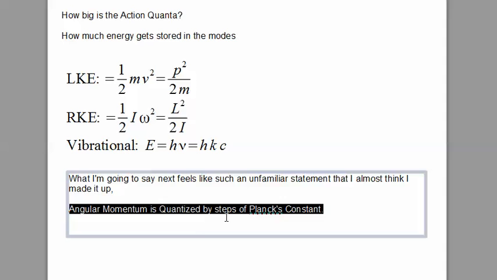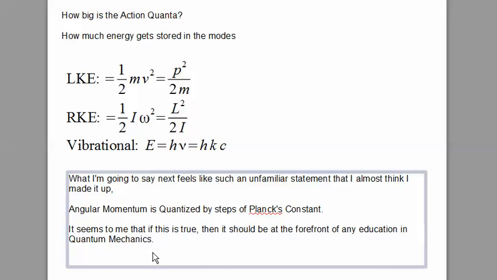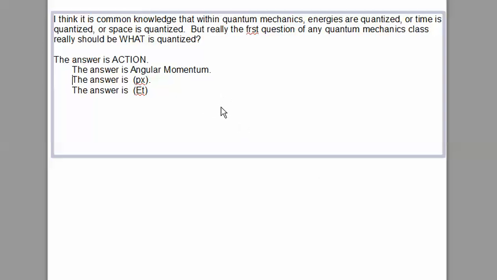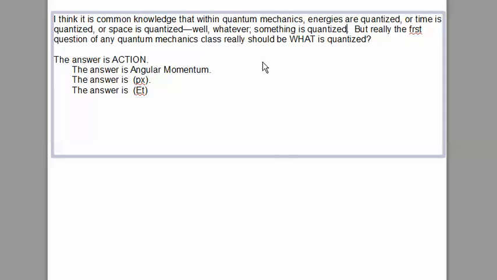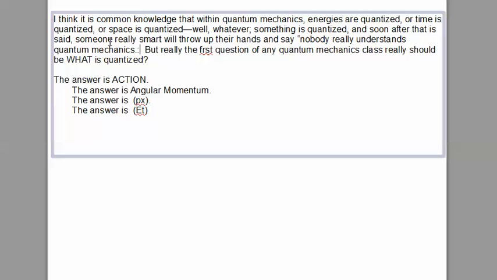What I'm going to say next feels like such an unfamiliar statement that I almost think I made it up. Angular momentum is quantized by steps of Planck's constant. It seems to me that if this is true, then it should be at the forefront of any education in quantum mechanics. I think it is common knowledge that within quantum mechanics, energies are quantized, or time is quantized, or space is quantized. Well, whatever. Something is quantized, and soon after that is said, someone really smart will throw up their hands and say, nobody really understands quantum mechanics.